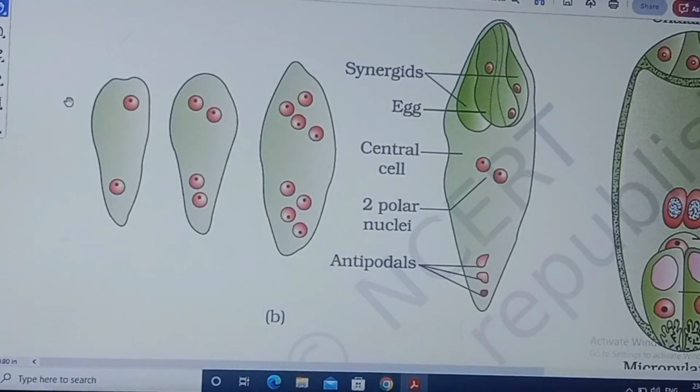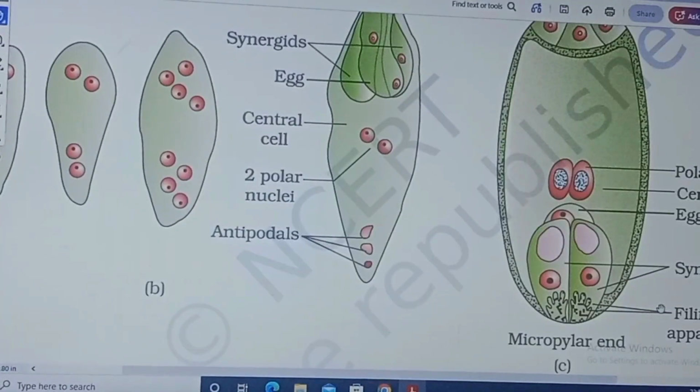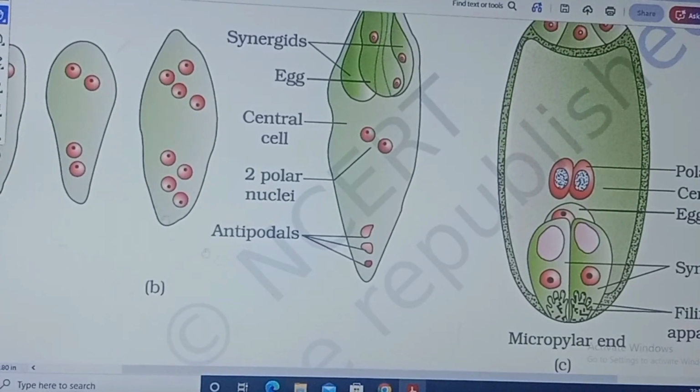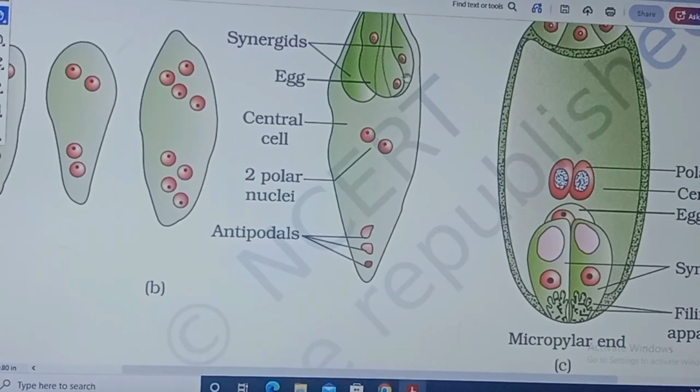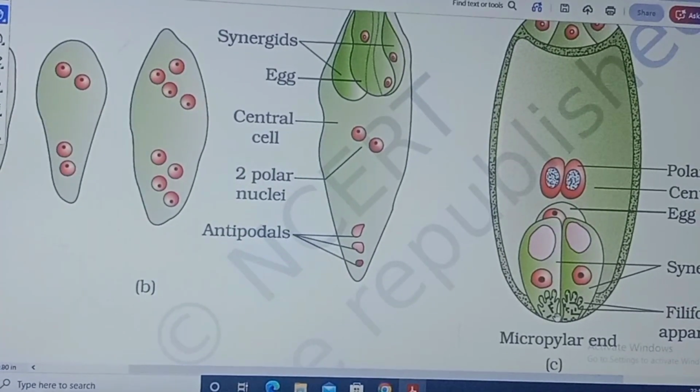This is the division that takes place. Initially, two. After the formation of the eight cells, antipodals and two polar nuclei are formed, and this is the central cell, and this is the egg apparatus. From these eight cells, three cells will come to the antipodal region and form the antipodals. Two polar nuclei will form, and then the one egg, the egg apparatus, and the two synergids, and then this is the egg. Eight cells will distribute like this.